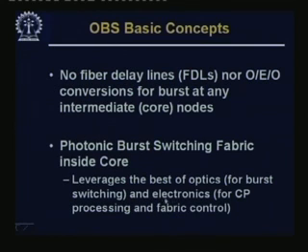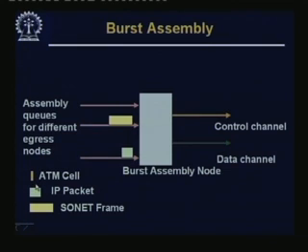So, the advantage is that there are no fiber delay lines nor OEO conversion for bursts at any intermediate nodes. There is a photonic burst switching fabric inside the core, that means it leverages the best of optics for burst switching and electronics for control packet processing and fabric control. So, just for the control part we do OEO, and for the bulk of it, the burst, we do not have to go to the electronic domain at all.